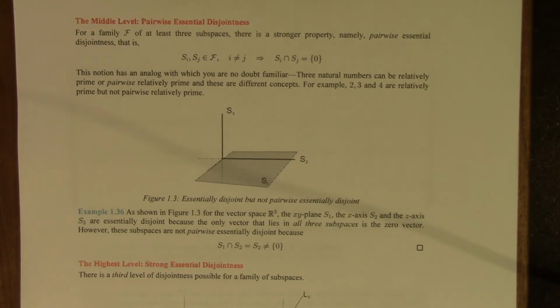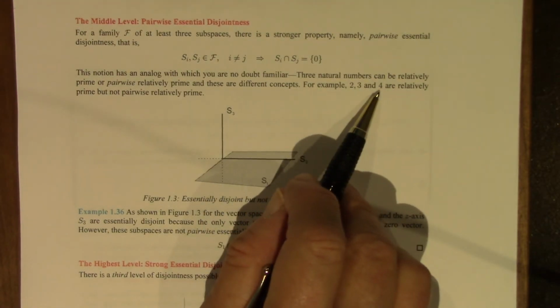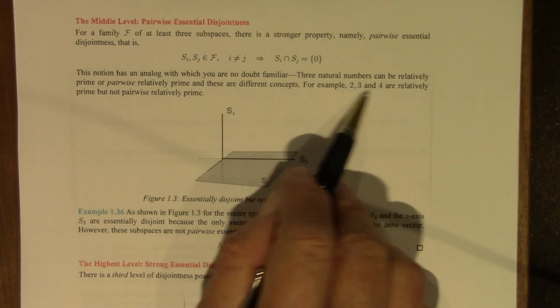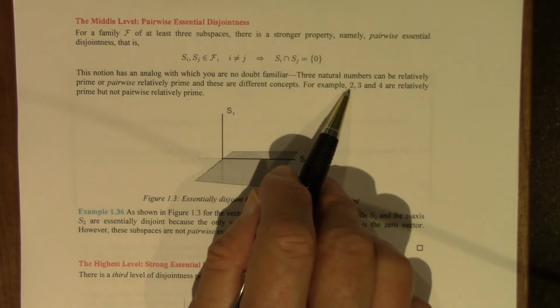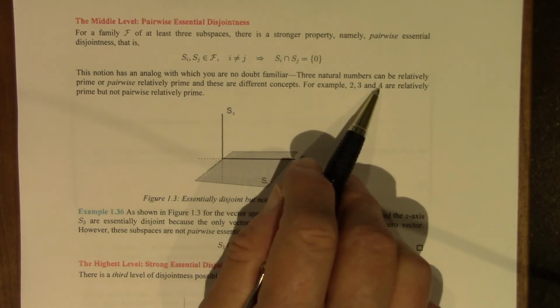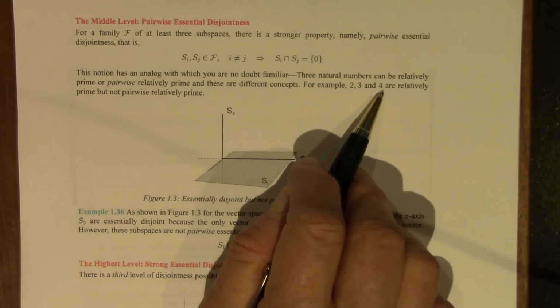There is an analog that you should be familiar with. Let's say 3 natural numbers can be relatively prime, or they can be pairwise relatively prime. And they're different concepts. Pairwise relative primeness is stronger. So for example, 2, 3, and 4 are relatively prime because they have no common factor other than positive and negative 1. But they're not pairwise relatively prime because 2 and 4 are not relatively prime.